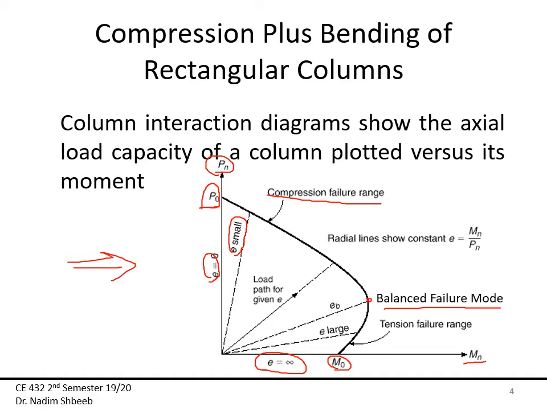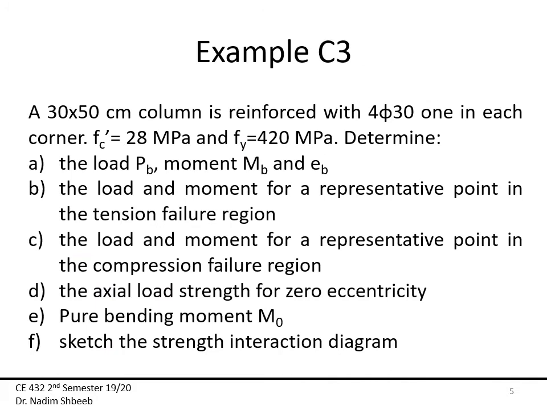So up to this point, all of this is compression. After that, the tension failure will start to develop, and then my eccentricity is going to be larger than what I call the balance eccentricity. And I'm going to have an interaction diagram for each column load combination. That's why this is what we call the interaction diagram. And I'm going to show you how to calculate one in this example.